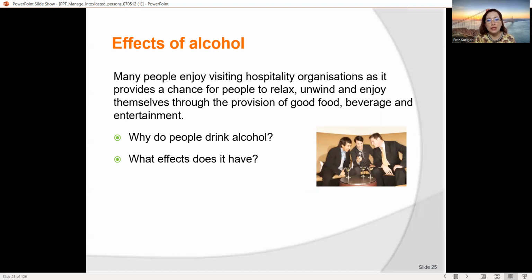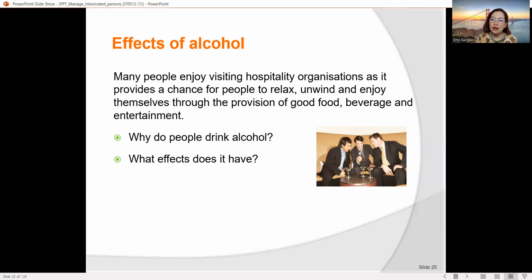Effects of alcohol. Many people enjoy visiting hospitality organizations as it provides a chance for people to relax, unwind, and enjoy themselves through the provision of good food, beverage, and entertainment. Why do people drink? What effects does it have? Consider it as a question to yourself: what is the effect of alcohol if I am taking it every day? Or what is the effect if I drink 1,000 liters of beer every day?